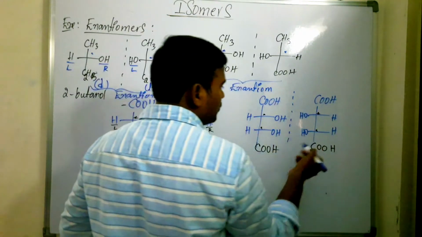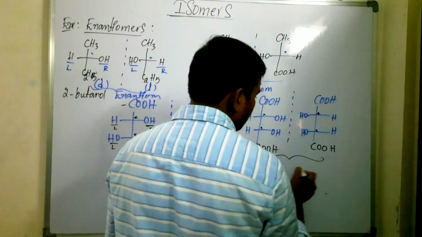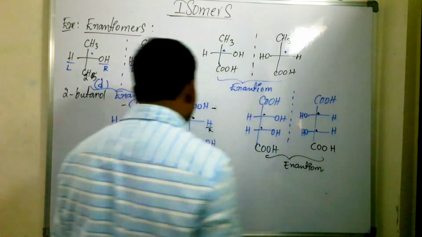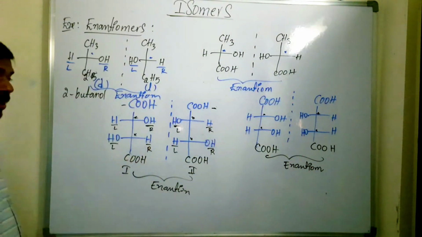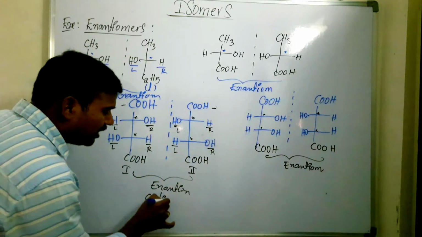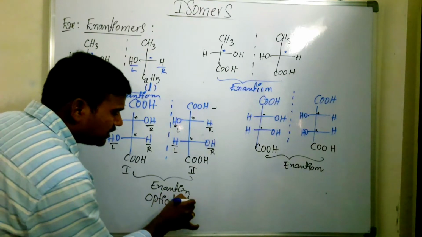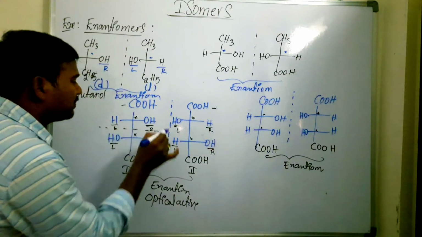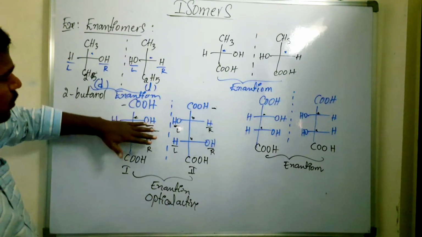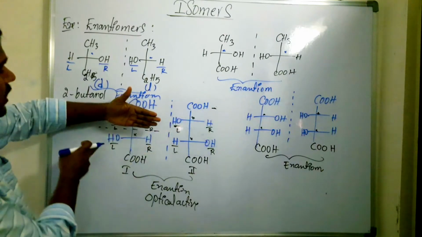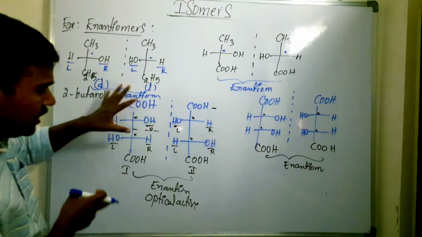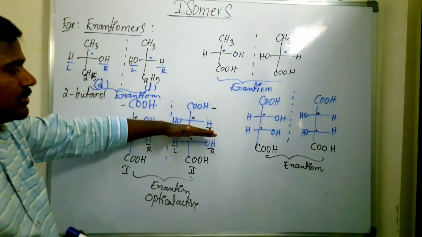And also these two are a pair of enantiomers. Now tell me whether these molecules are optically active or not. These two molecules are optically active. Is there any symmetry element when you are bisecting this organic molecule into two equal parts? Are you getting two equal parts? Here the OH is on the right side, here the OH is on the left side. So it is not getting equal parts. So it is optically active. It is also optically active.